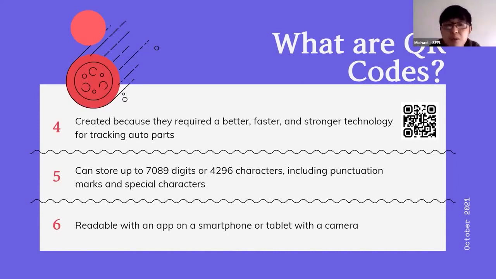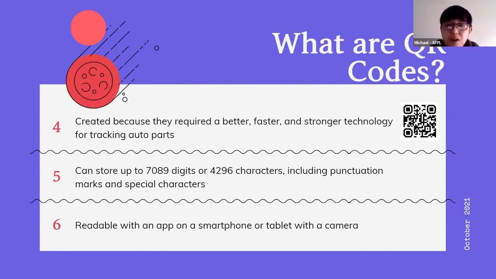A QR code is readable with an app on a smartphone or a tablet with a camera. Usually on a new smartphone, there should be a camera app, and within the camera app, there should be an option for you to select for scanning QR codes. Since there are many manufacturers of smartphones, it might be a little bit different. Certain ones might have the option for you to select, and certain ones don't have the option, but they have the ability to scan a QR code, and you would just have to activate the camera and it automatically knows that it is a QR code.